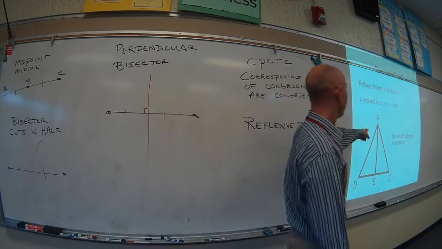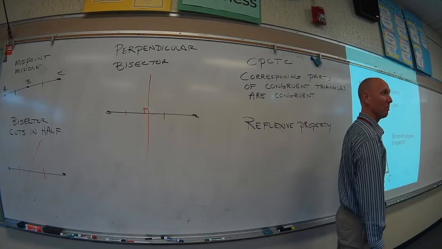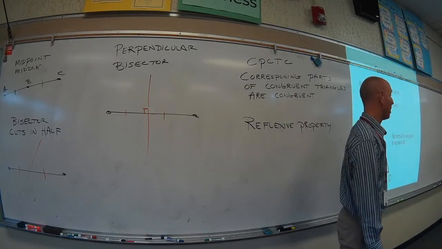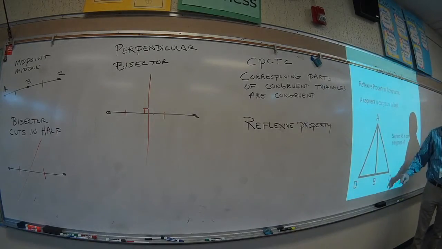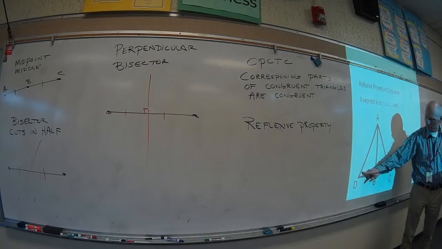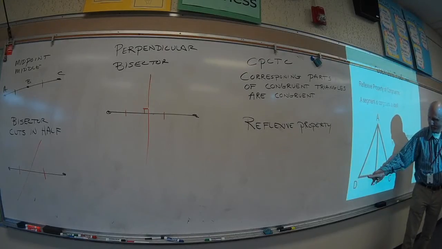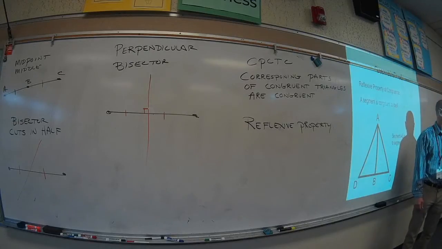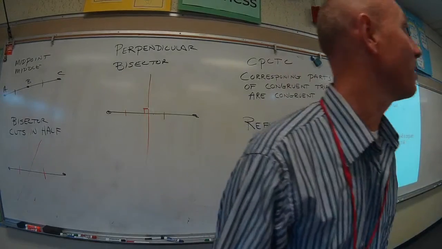Right here, segment AB, is this segment congruent to this segment? Yes, that's the reflexive property. How about this? Is this segment congruent to this segment? Yes, that's the reflexive property. Is this angle right here congruent to this angle right here? It is. That's the reflexive property. Am I the same height as Mr. Barr? Yes, that's the reflexive property. Does Nico weigh the same as Nico? That's the reflexive property.